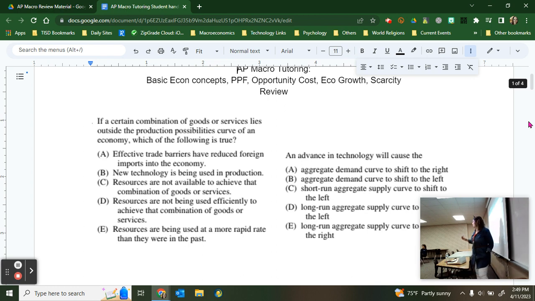Okay, let's talk about an advance in technology. There is a crossover, an overlap between aggregate supply and demand and the PPF curve. They're similar, but not the same. So the PPF curve is most likely which line on aggregate supply and demand? Long run aggregate supply. They both show production. They both show potential production. That's like one of the P's in PPF.